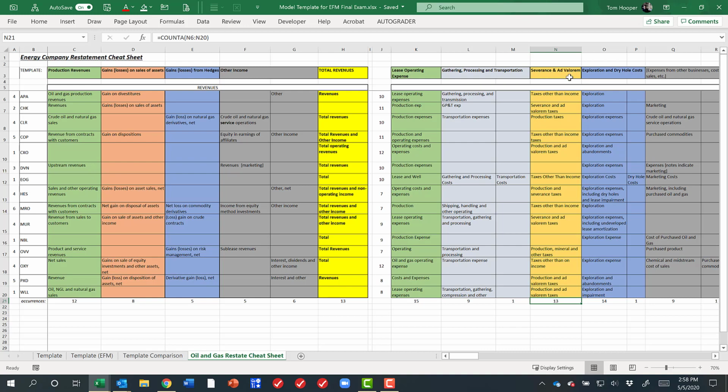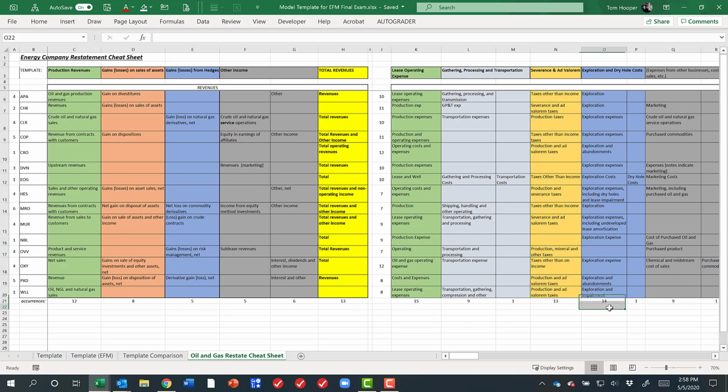Counties tax you if you own assets, personal property items that you use in a business, or pumping units, for example, things like that. So whether we call that taxes other than income or whether we call it severance and ad valorem tax, in practice I generally called it SevAd tax. And so only 13 companies reported it. I'll bet the other 2 had it buried somewhere in their LOE or in their other expenses.